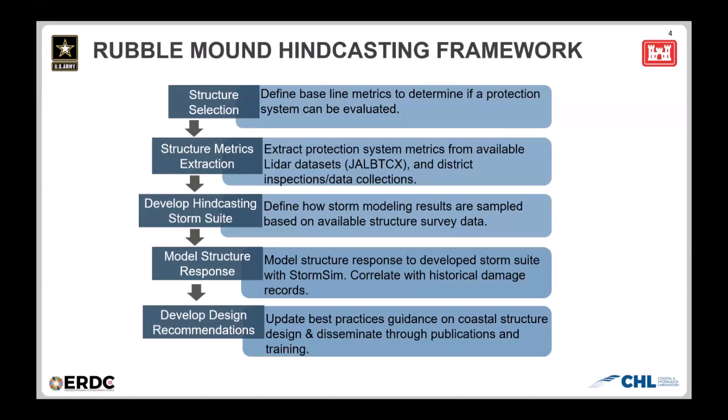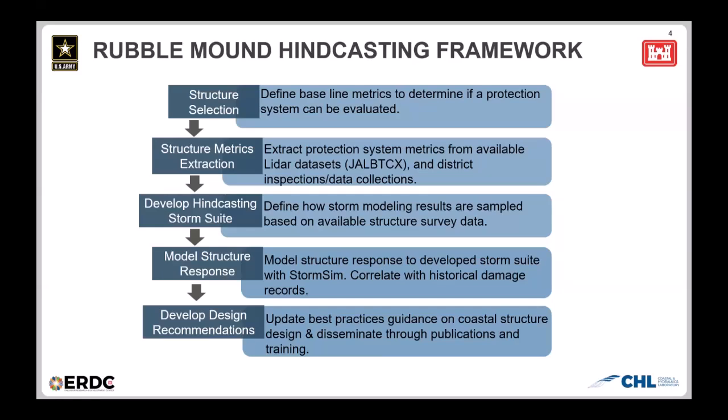Then we go to the next step, which is to develop the hindcasting storm suite, meaning what are the forces that are going to be acting upon said structure. The idea here is to come up with something that's representative enough to be able to match against the level of damage that's being perceived on the structure.